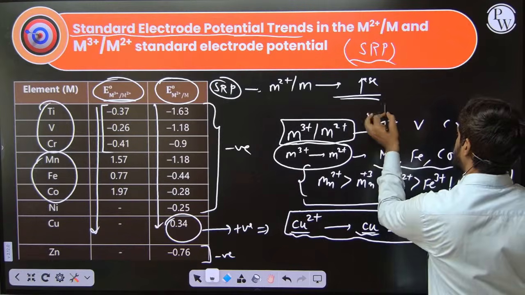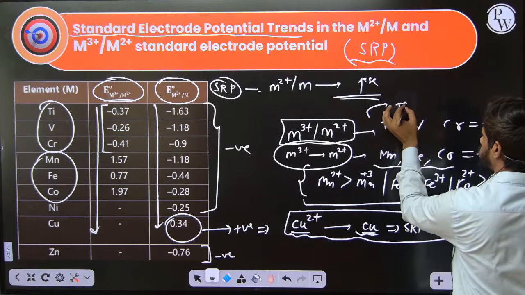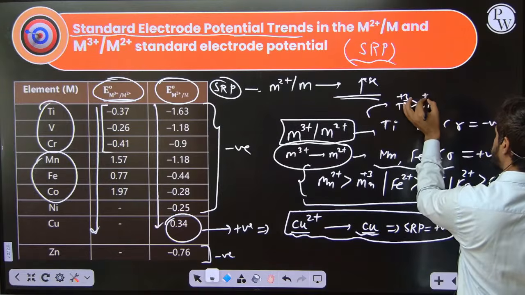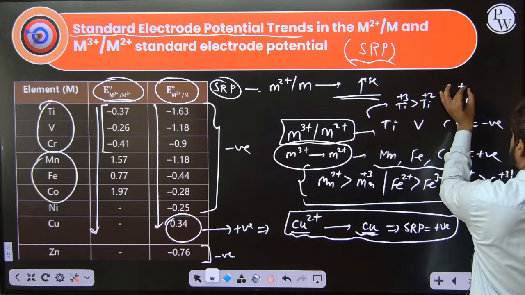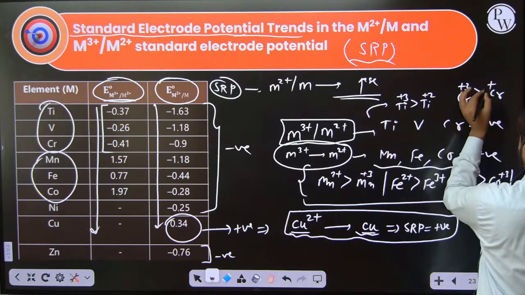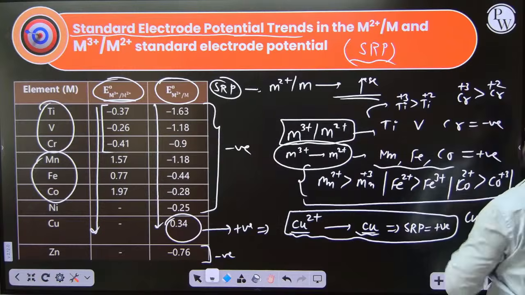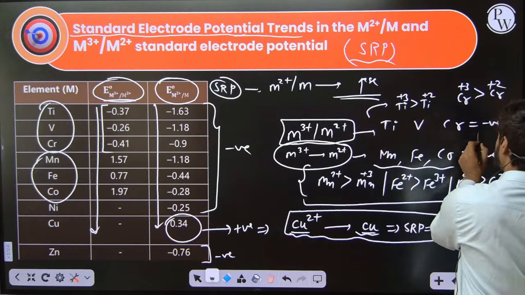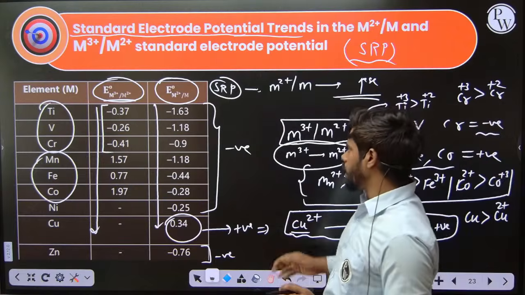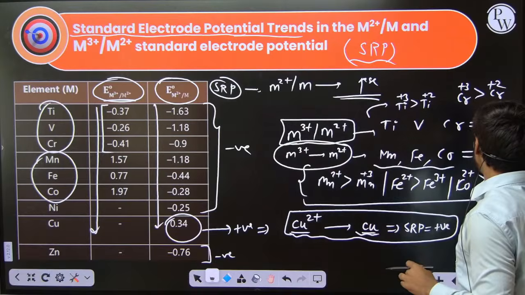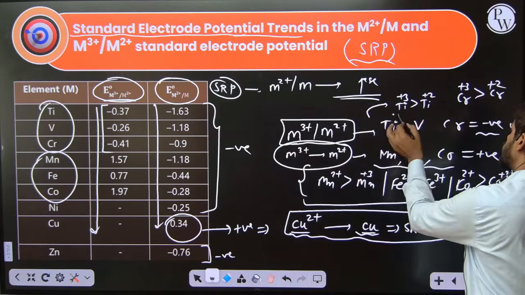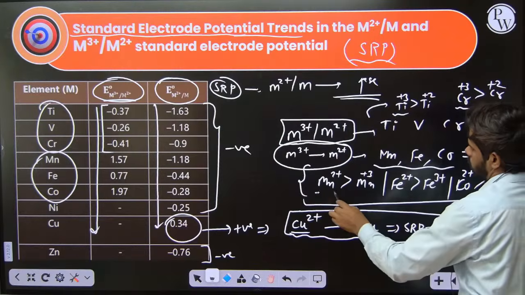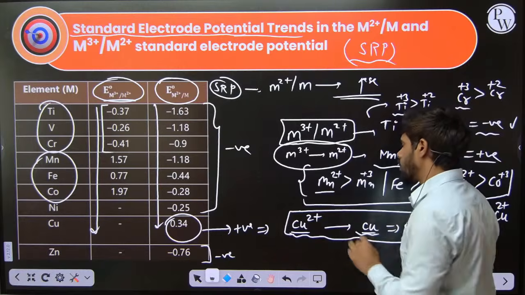Similarly, titanium 3 plus is more stable than titanium 2 plus, and chromium 3 plus is more stable than chromium 2 plus. So if the standard reduction potential is negative, that means the higher oxidation state will be more stable. If it is positive, the lower oxidation state is more stable.